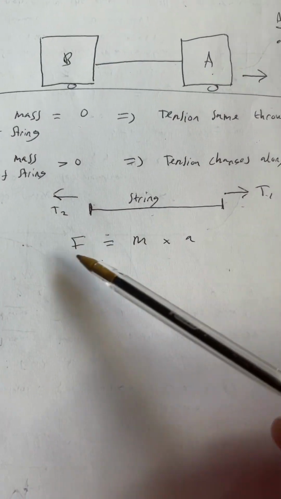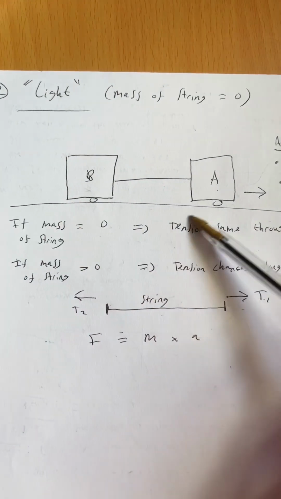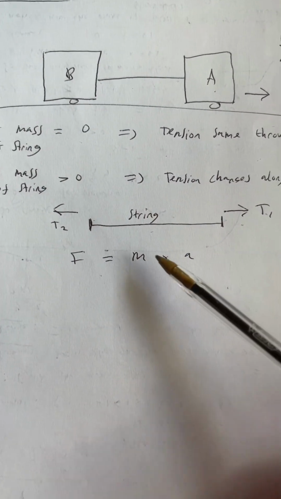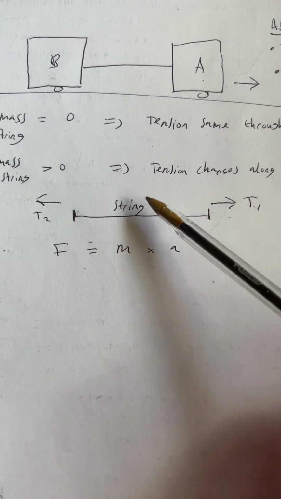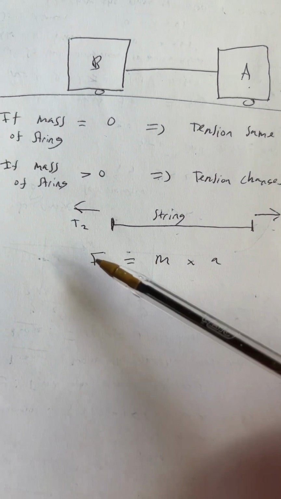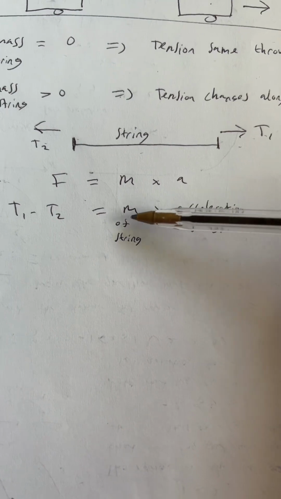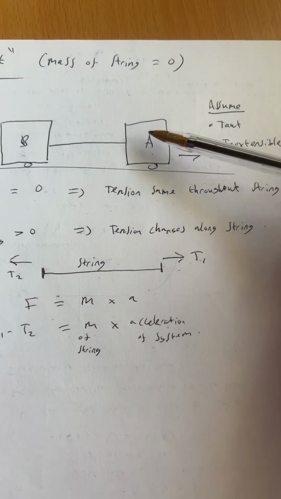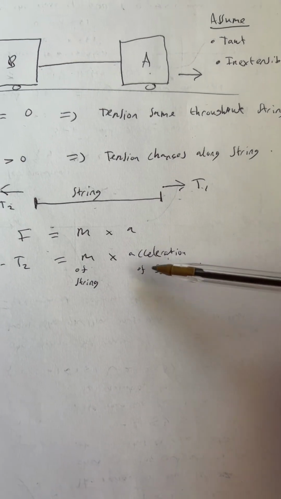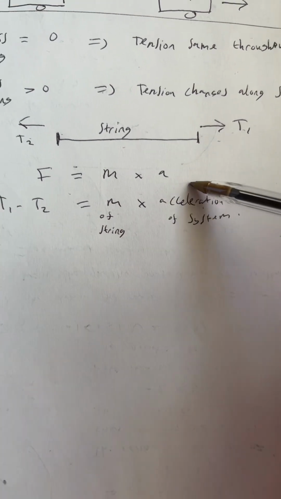Hopefully we remember Newton's second law, F equals ma. So we've got an acceleration. The acceleration is constant throughout the entire system because the string is taut and it's inextensible, so the entire system has the same acceleration. Let's just focus on the mass of the string. The string has the same acceleration as the system, and it has some mass, and that's equal to the resultant force F. That means the resultant force T1 minus T2 is equal to the mass of the string times the acceleration of the string, which is the same as the acceleration of the entire system. So if we are accelerating to the right, then this acceleration is positive, and obviously the mass of something is positive, so we've got a positive number here.